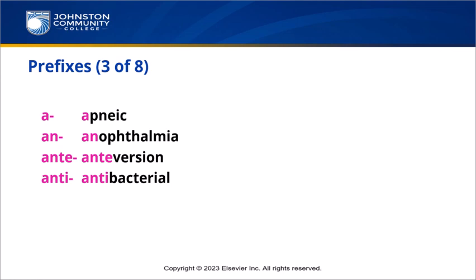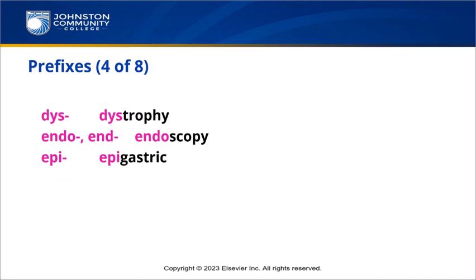Then we have antiversion, which is the process of turning forward. Then we have antibacterial, which is pertaining to against bacteria, like the wipes you may use to clean. Here we have dys for dystrophy, which is a condition of abnormal nourishment. Then endoscopy, which is the process of viewing within. Endo means within. Epigastric means pertaining to above the stomach. Epi means upon or over or above.